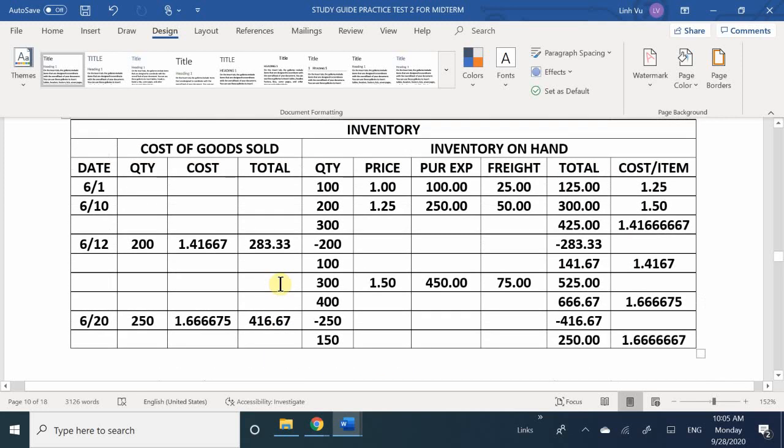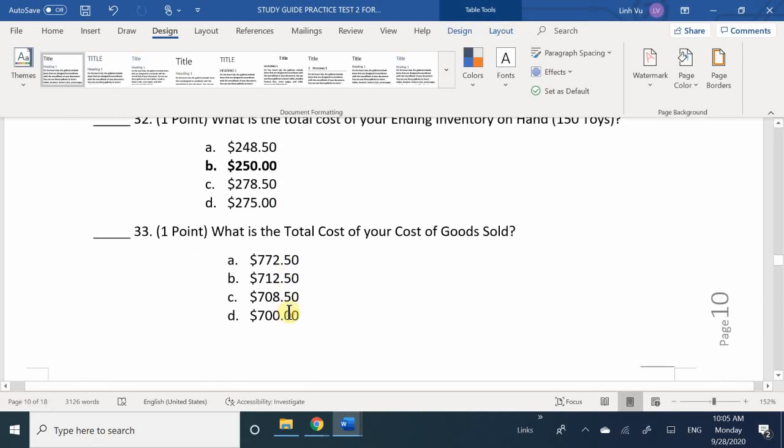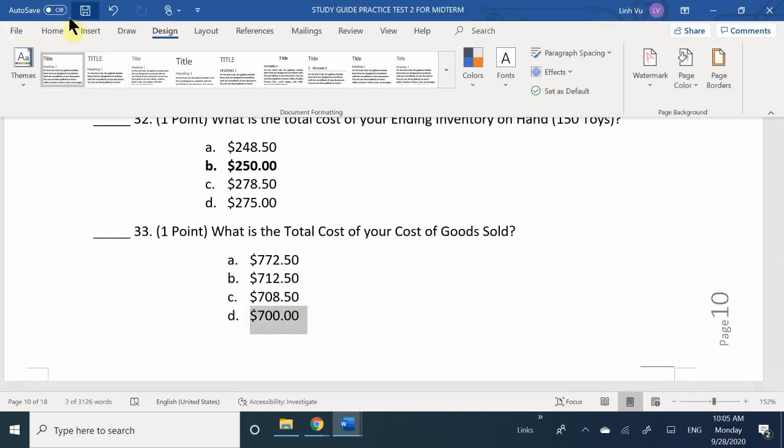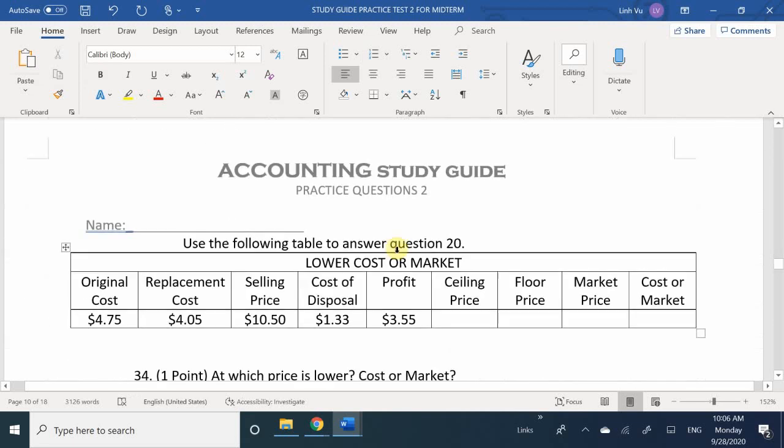Okay, so now we have to go back and calculate. What is 283.33 plus 416.67? So you should get an even number here as well. 700 even? Okay. 700 even. And let's see. Yes, boom. $700 even. Good.